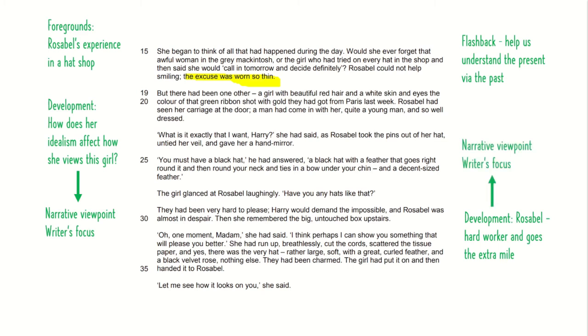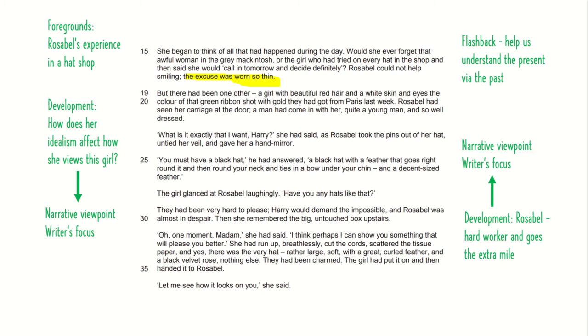All of that is conveyed with narrative viewpoint and writer's focus. It's the narrative viewpoint on the external actions, things like she had run up breathlessly, cut the cords. So you've got that narrative viewpoint telling us Rosabelle's actions and showing her hard work, but also the shifts in focus between our girl with the beautiful red hair and Rosabelle.